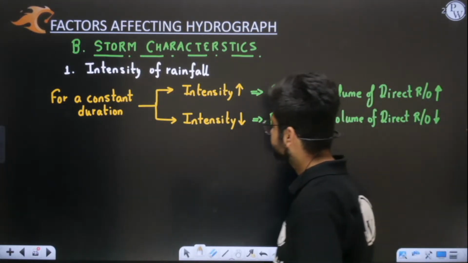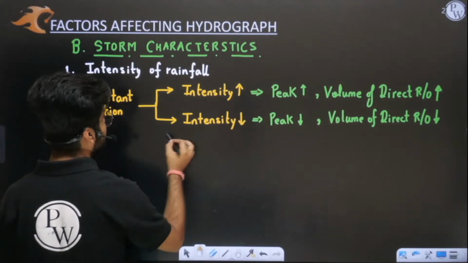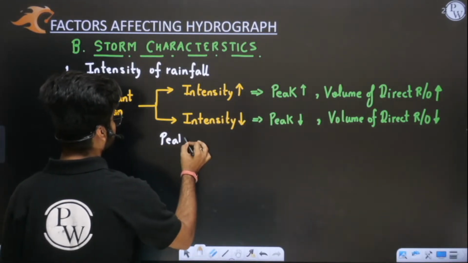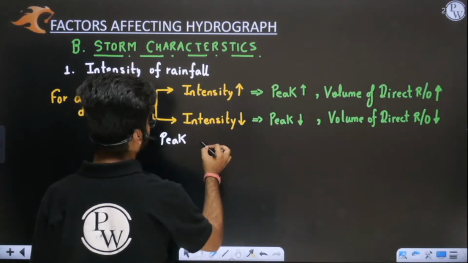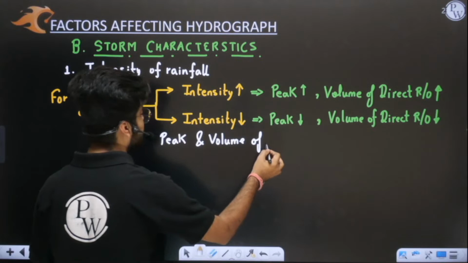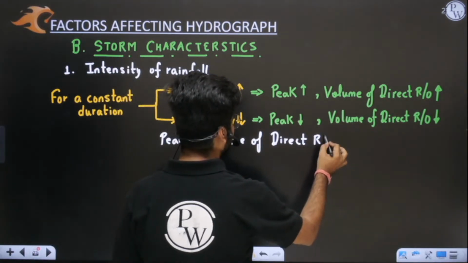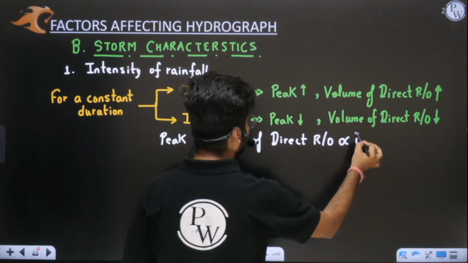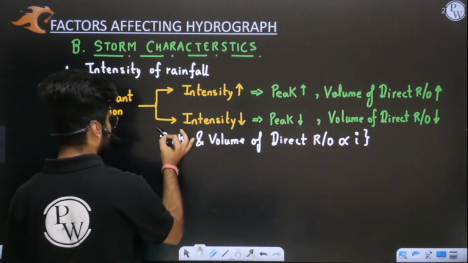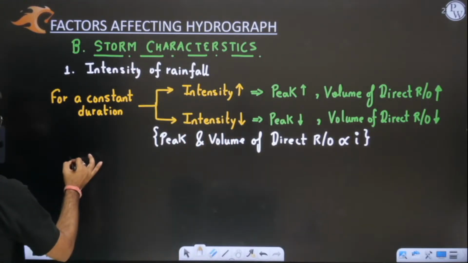Clear? I can say that peak and volume of direct runoff are proportional to I. 100%.